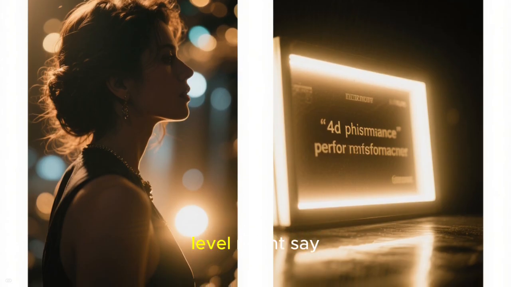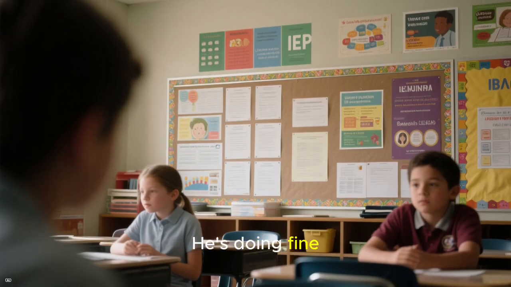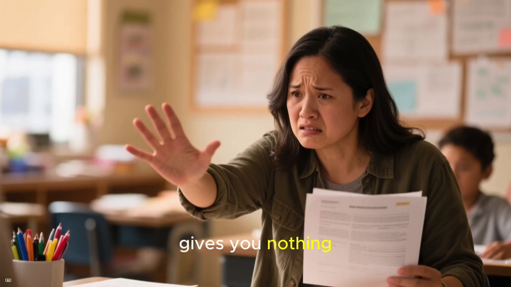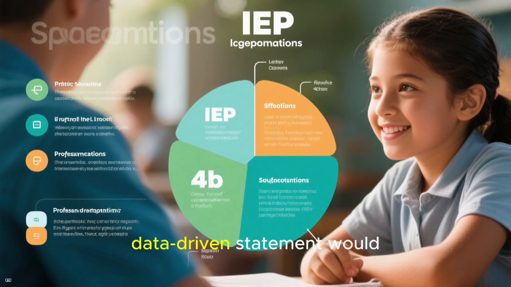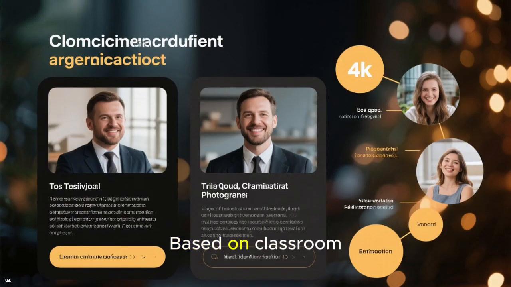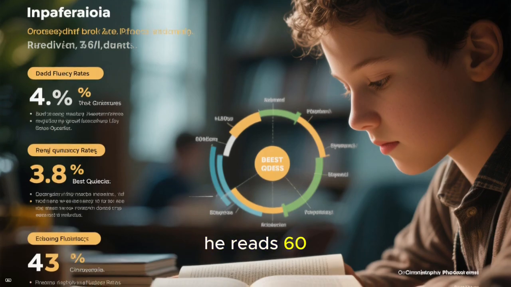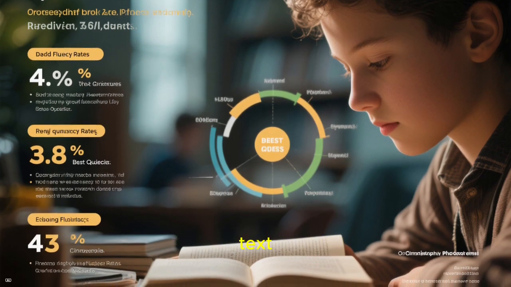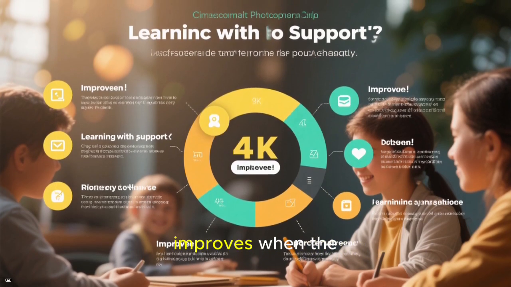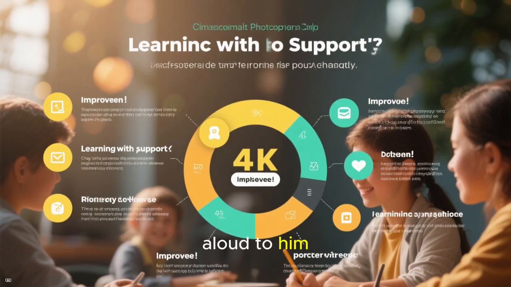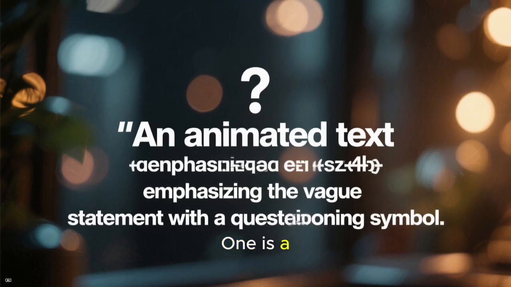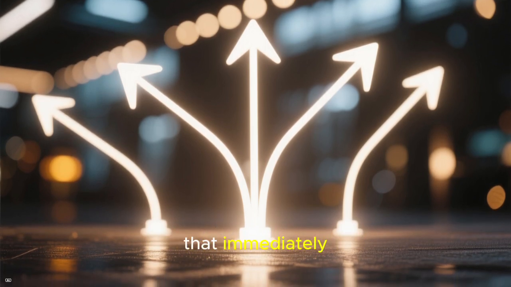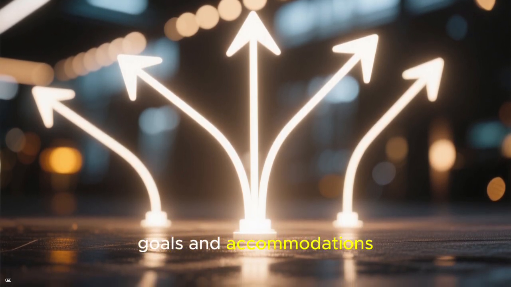Let's look at the difference between a weak and a strong statement. A weak present level might say something like, "He's doing fine in reading." What does that even mean? It's subjective and gives you nothing to work with. A strong, data-driven statement would be, based on classroom assessments, he read 60 words per minute with 75% accuracy on third-grade level text. His comprehension significantly improves when the text is read aloud to him. See the difference? One is a vague opinion. The other is a clear, measurable starting point that immediately points to potential goals and accommodations.